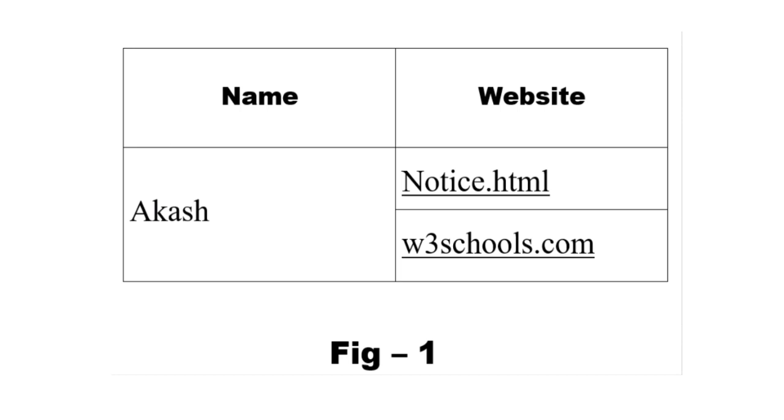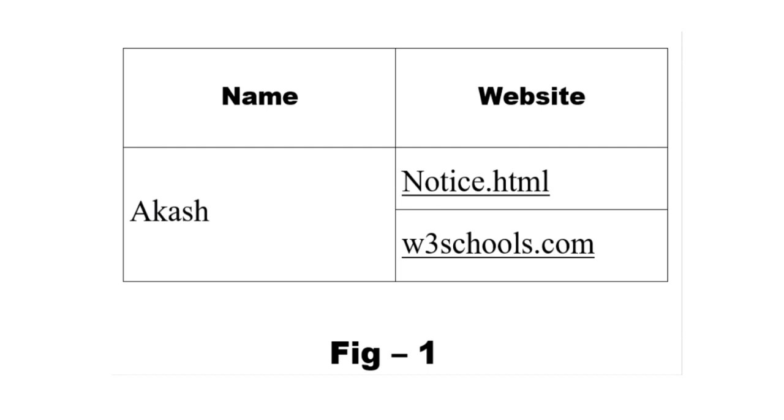Okay, so my dear students, let's see. I'm showing you which one is table heading, which one is table data, which one is internal link, which one is external link, and is there any row span or col span. So let's start. See here, this is a table, and you can see there are 3 rows: name, website, this one is the first row, then Akash, notice.html, this one is the second row, and last one w3schools.com. So there are 3 rows.